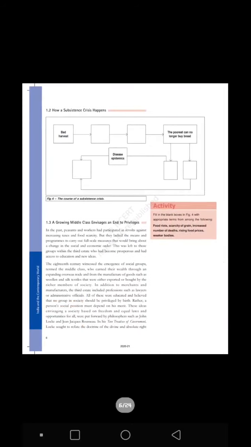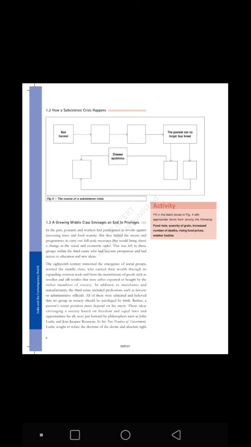How a subsistence crisis happens. Take a look at figure 4, the course of a subsistence crisis. Activity. Fill in the blank boxes in figure 4 with the appropriate terms from among the following: food riots, scarcity of grain, increased number of deaths, rising food prices, weaker bodies.